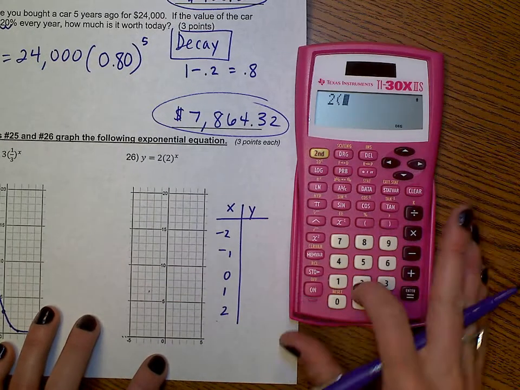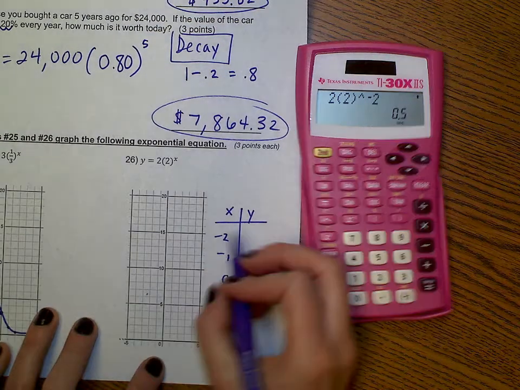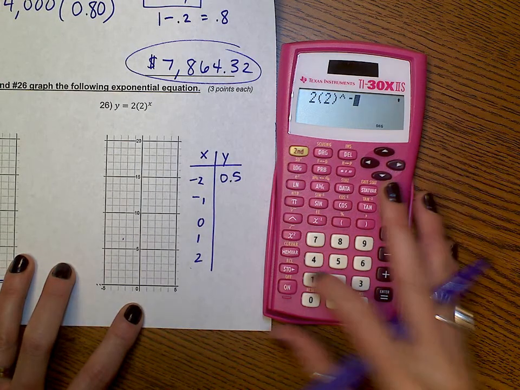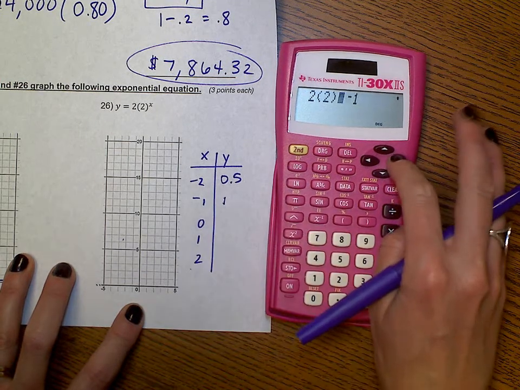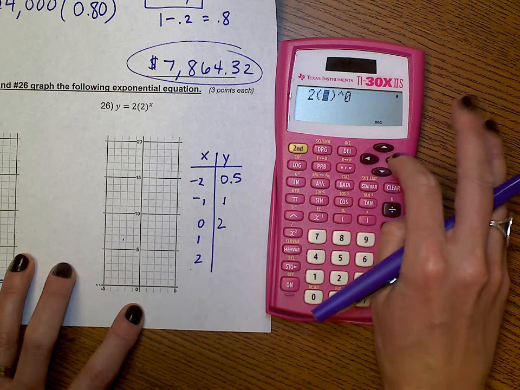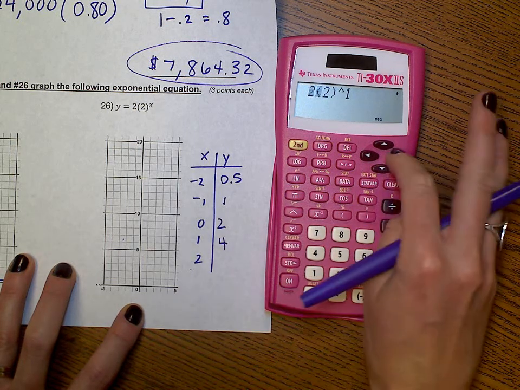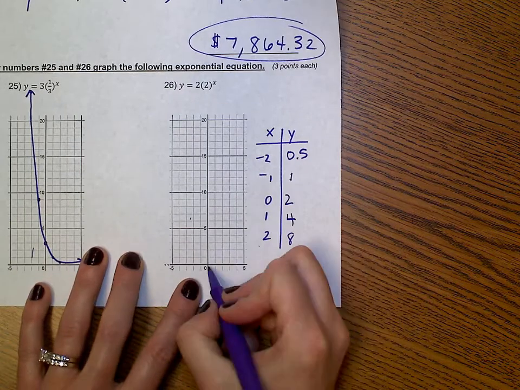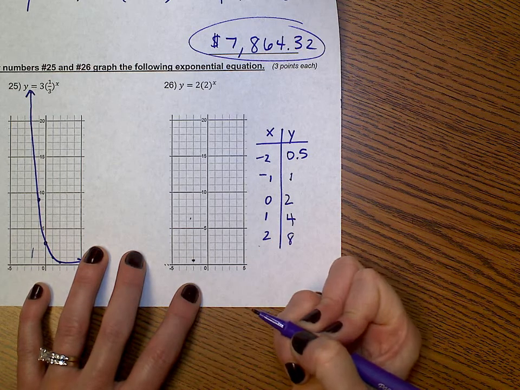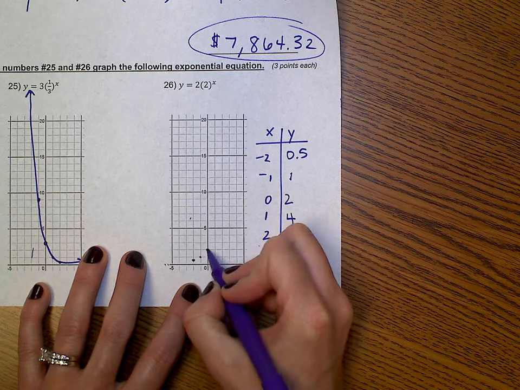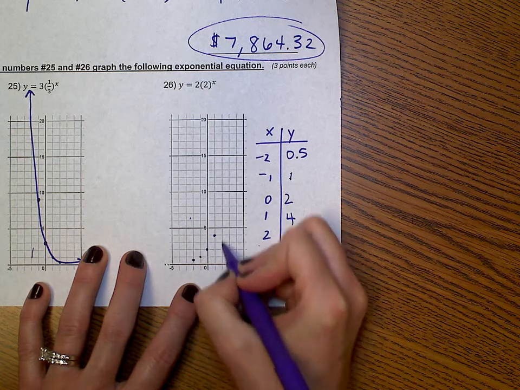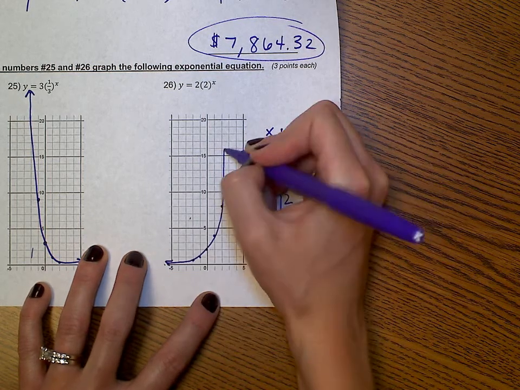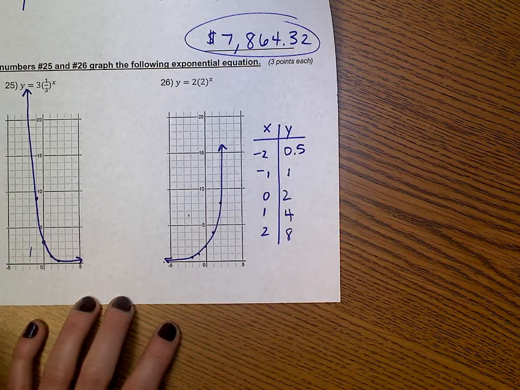All right, last one. Plug them in. So 0.5. That probably scared some of you, but that's okay. -1 is 1. 2. 4. And then 8. All right, plot your points. So -2, left 2, up a half. So it's just going to be like right there. -1, 1, 0, 2, 1, 4, and then 2, 8. Again, don't let it touch the x-axis down here. Get your arrows on. And that's it.